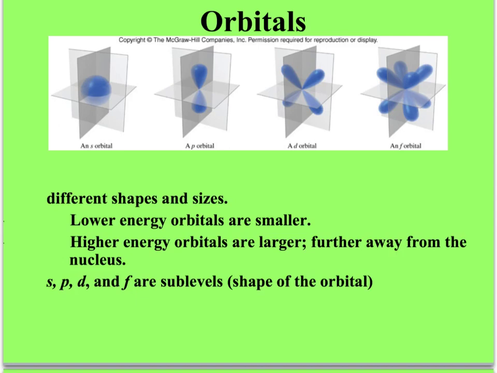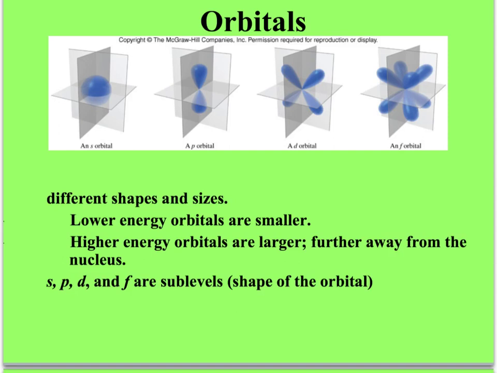Here is a picture of the different orbitals. The first one you see there is the s orbital, and it's written really small in your notes, so you might want to write those down if you can't see them very well. The first one is an s orbital. The second one is a p orbital, and then we have a d orbital and an f orbital.